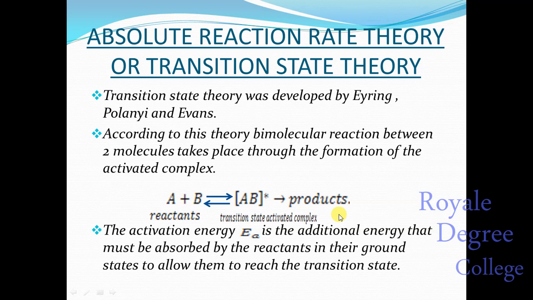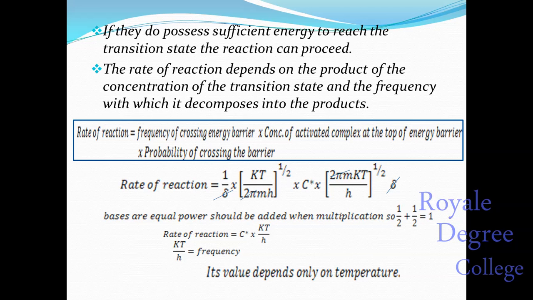So here the activation energy Ea is the additional energy that must be absorbed by the reactants in their ground state to allow them to reach the transition state. If they possess sufficient energy to reach the transition state, the reaction can proceed. The rate of reaction depends on the product of the concentration of the transition state and the frequency with which it decomposes into the product.